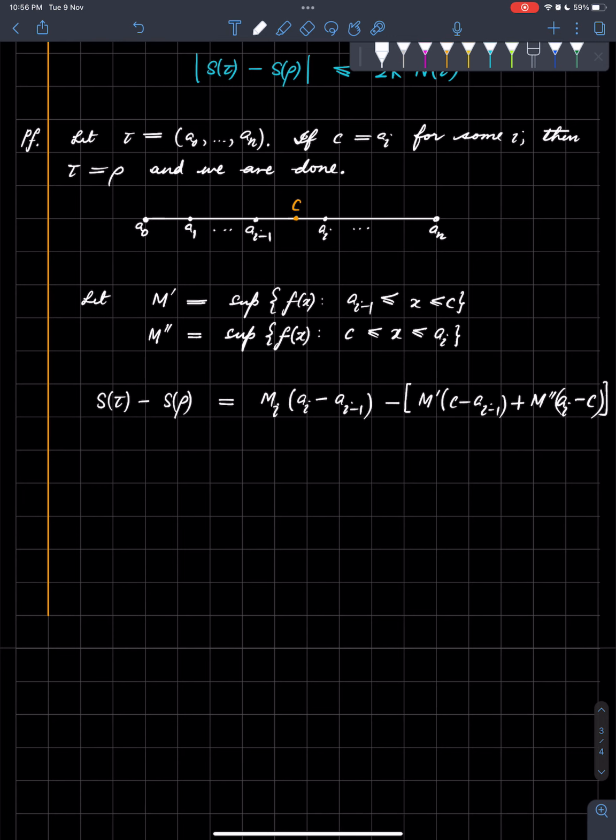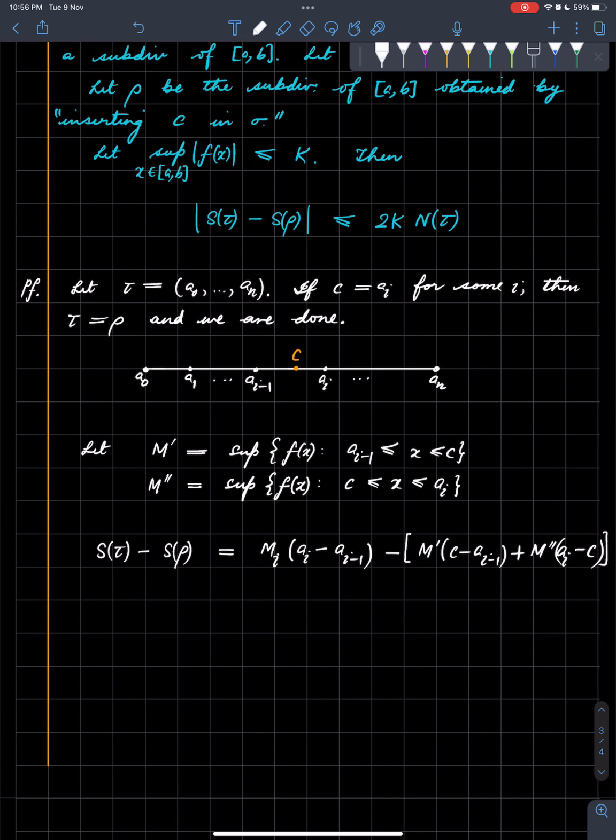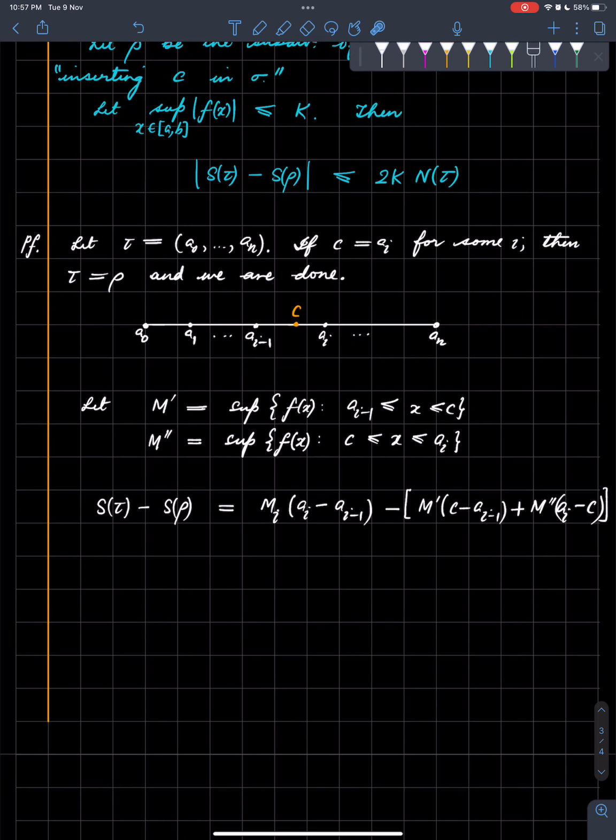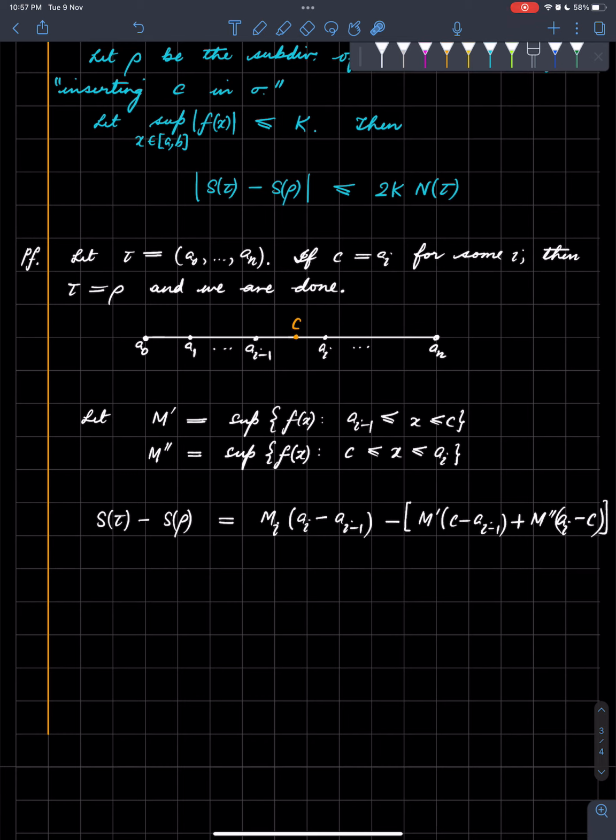So you just need to understand this equation. What is happening is this is the contribution coming from s tau for this region. Mi is the supremum of f over this region. As I recalled in the beginning, this will be the notation that we'll be using. Maybe I'll just write it here. So this is equal to the supremum of f(x) over the ith region of tau.